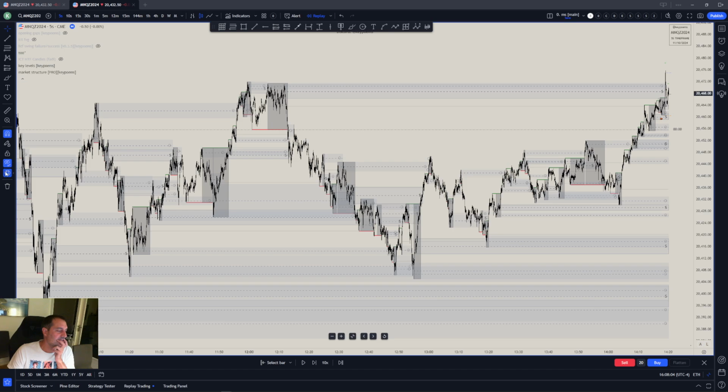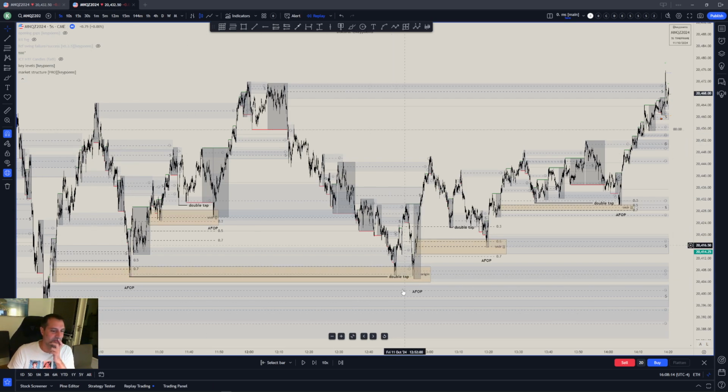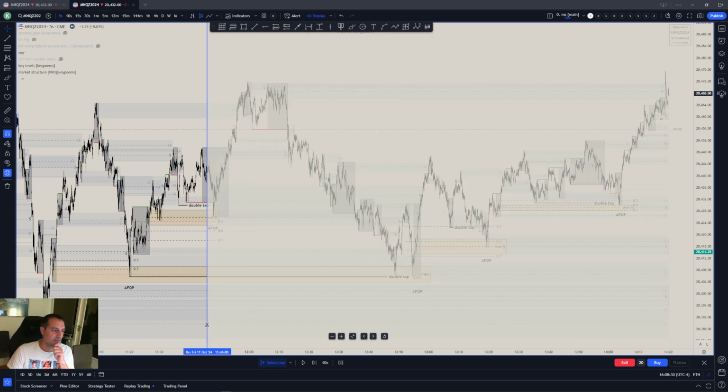So we hide this and we go back. Actually, just a reference point. We had a first setup here. Here's the major one, a double bottom at a liquidity level at an origin. This is the major AFOP setup, but there were plenty of others. So let's start from here. Okay, so we are going to zoom back to this point.